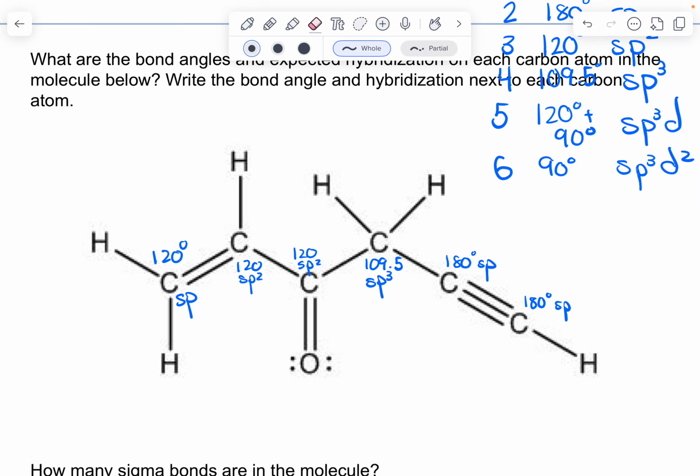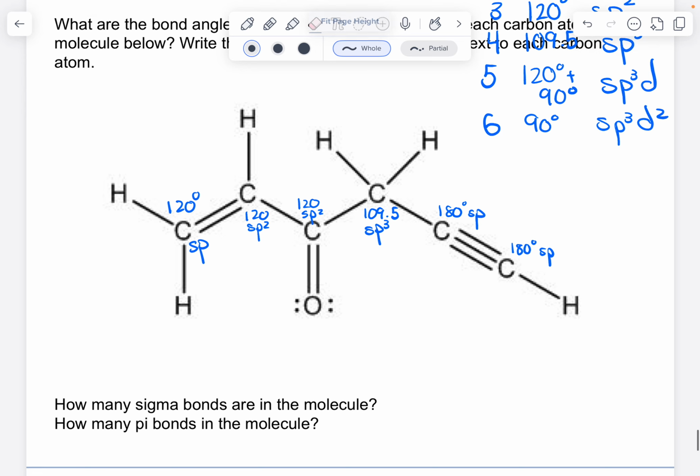Just remember, everything from chapter 10 to chapter 11, they're all connected. Draw a good Lewis structure, predict molecular geometry, electron geometry, hybridization, bond angles, all of that stuff. It's all connected together.